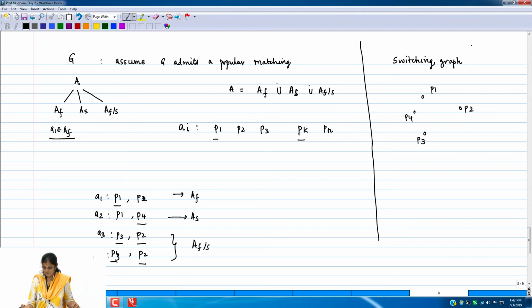It is always constructed with respect to some popular matching of the instance. Our popular matching algorithm has already given us one popular matching. We have assumed that the instance admits a popular matching, so it has given us one. So what is that popular matching? I will use some circling to show that. Just one second, I will remove this underline now, because we remember what it is.